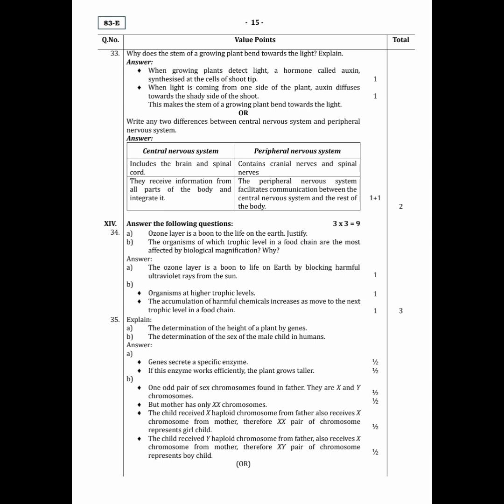35th question. Explain the determination of the height of a plant by genes. Answer is genes secrete a specific enzyme. If this enzyme works efficiently, the plant grows taller.